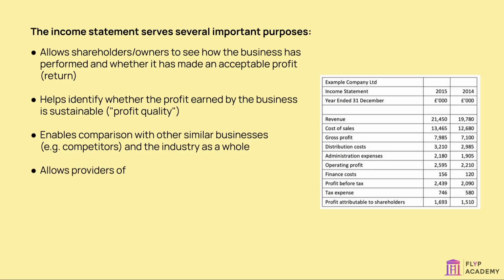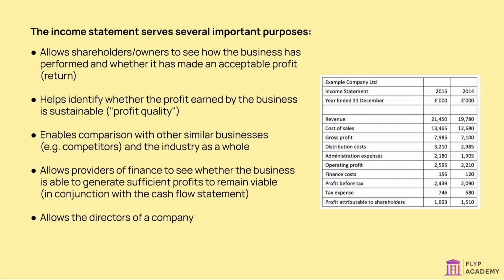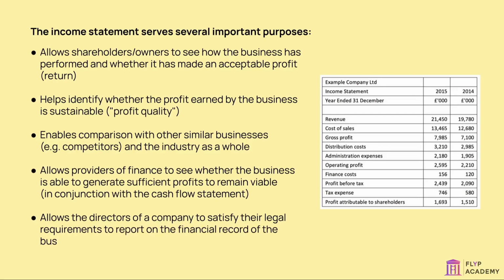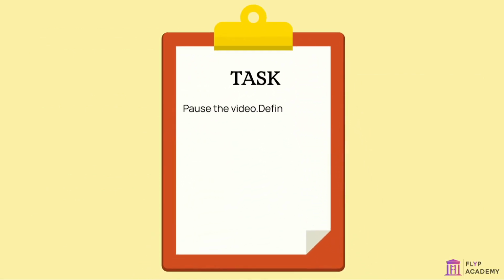Allows providers of finance to see whether the business is able to generate sufficient profits to remain viable, in conjunction with the cash flow statement. Allows the directors of a company to satisfy their legal requirements to report on the financial record of the business. Task: pause the video. Define revenue and costs of sales.